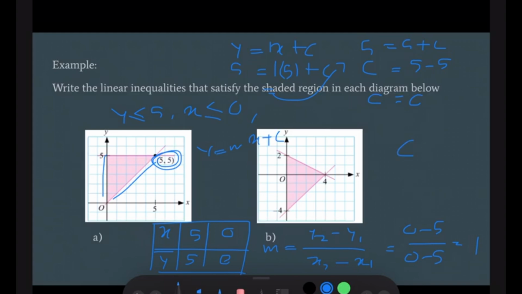The c is the y-intercept, and as we can see in this line, it intercepts the y-axis at 0. So the answer for this one is y is more than, because the shaded region is above the line. If it were below, it would be less than. If the shaded region is above the line, it will be more than, and since it's a solid line, more than or equal to x. That would be the answer for question A.